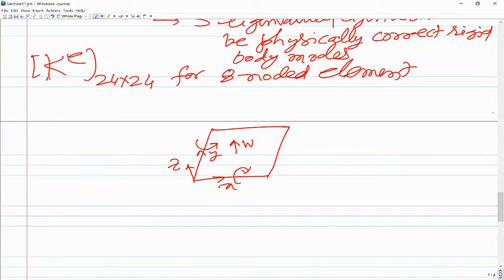Someone was asking a question. Sir, is it the free condition? Yes, it is free. When I am talking about the eigenvalues of the stiffness matrix of the element, the element is free. There are no boundary conditions.